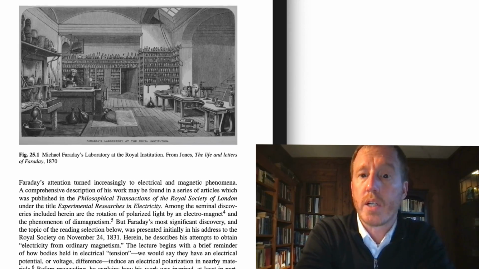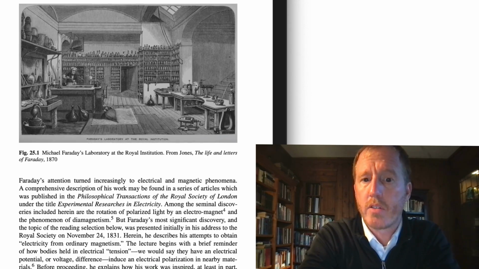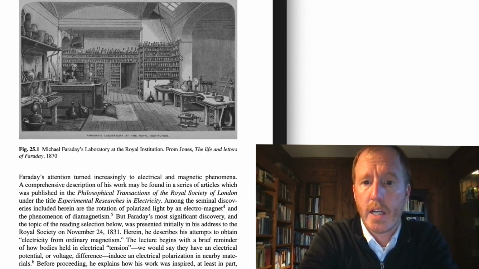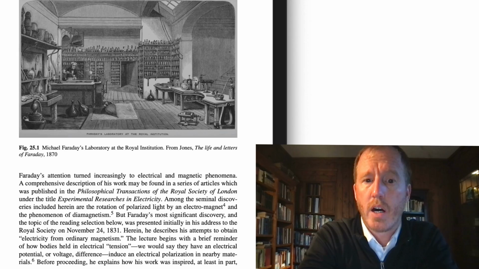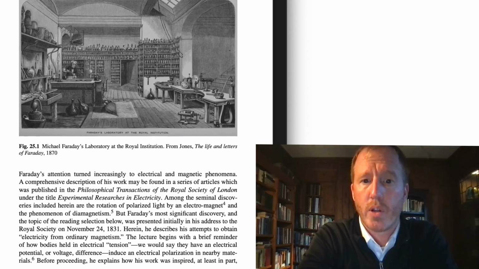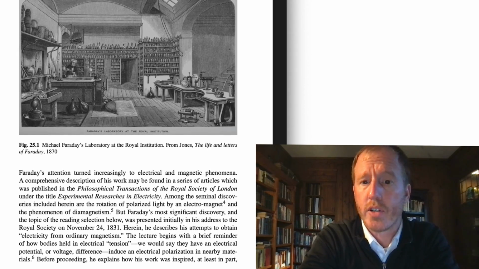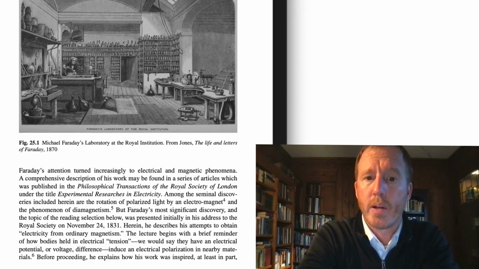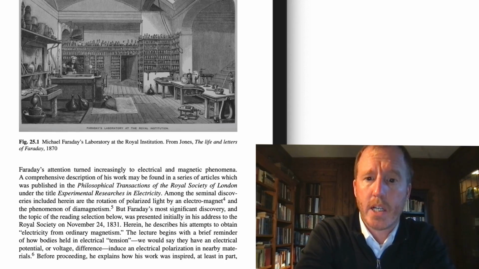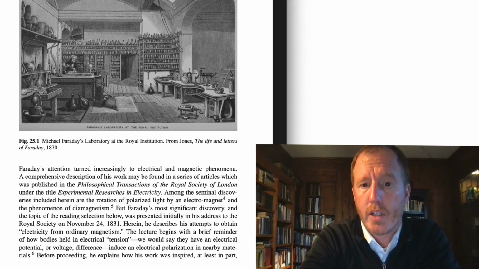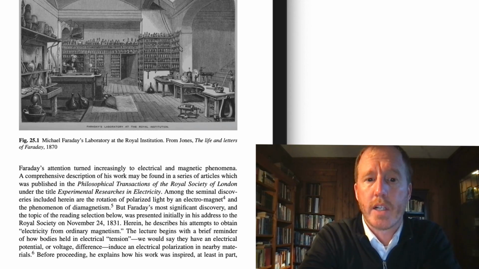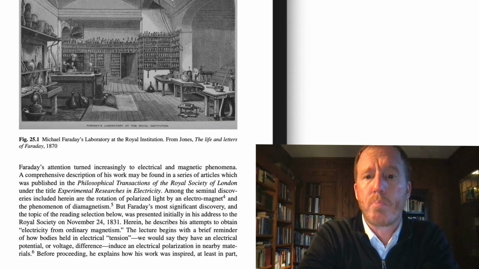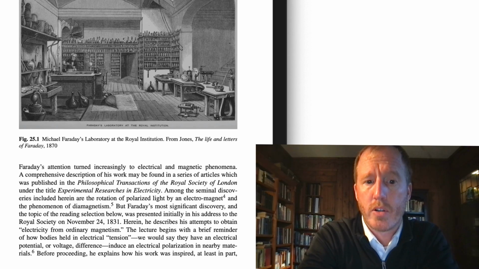But Faraday's most significant discovery, and the topic of the reading selection that we're going to be discussing now, was presented initially in his address to the Royal Society on November 24, 1831. In this lecture, he describes his attempts to obtain electricity from ordinary magnetism. This lecture begins with a brief reminder of how bodies held in electrical tension, we would say they have an electrical potential or voltage difference between them, induce an electrical polarization in nearby materials.